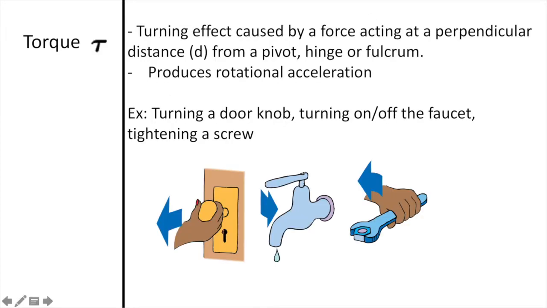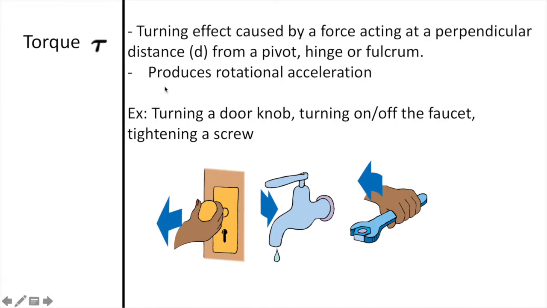Torque, which is denoted by the symbol tau, which looks like this, is a turning effect which is caused by a force that is acting at a perpendicular distance from a pivot, a hinge, or a fulcrum at some point. This torque produces rotational acceleration or circular motion.